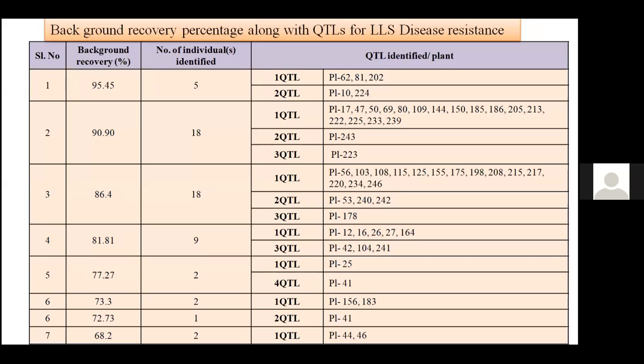Out of 57 plants, we found 5 plants with 95.45% background recovery. That was the highest recovery. And 2 plants were found with 2 QTLs and 95.45% recovery. The maximum number of plants we identified had recovery of 90.9% and 86.4%. Only one plant was found with 4 QTLs and 77.27% genome recovery. And 2 plants we identified with 1 QTL had the least genomic recovery.